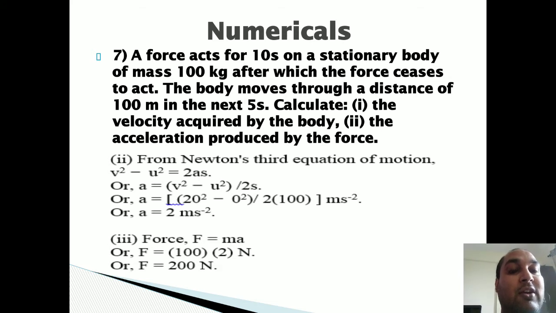Force we can also find out. F is equal to m into a. Acceleration is 2, we have got it from here, and mass is 100. So 100 into 2, we will get the answer as 200.